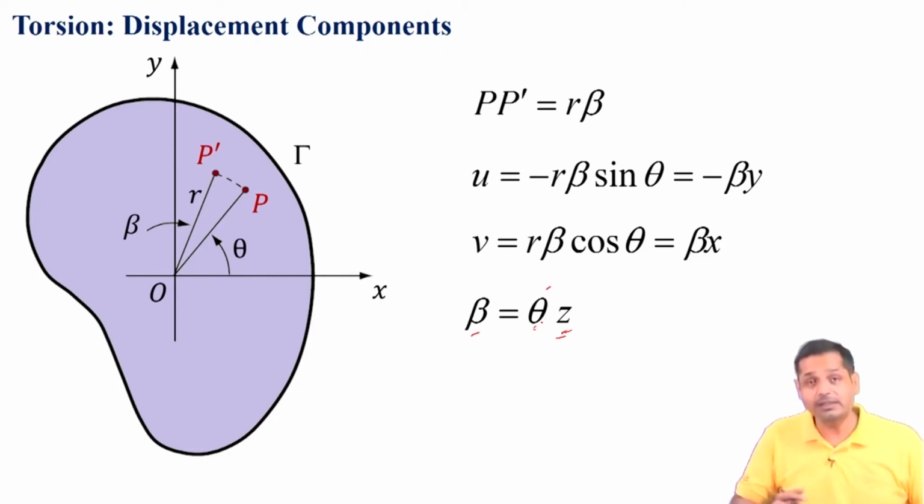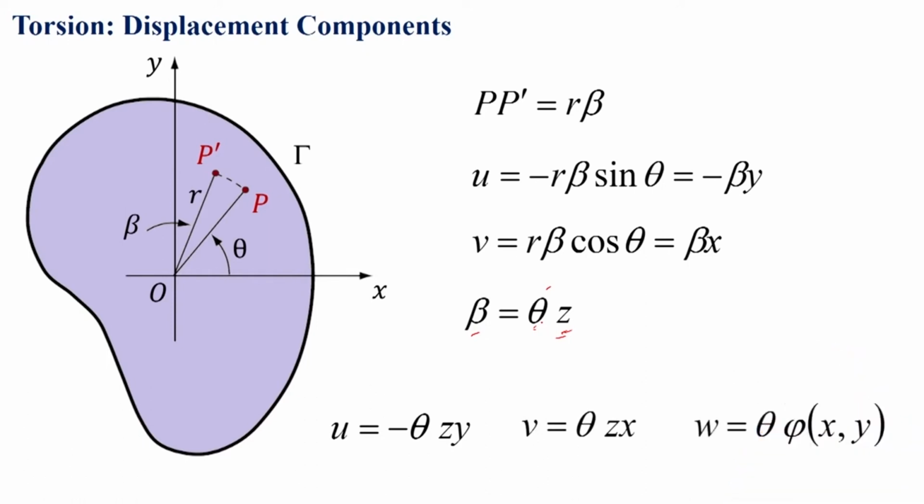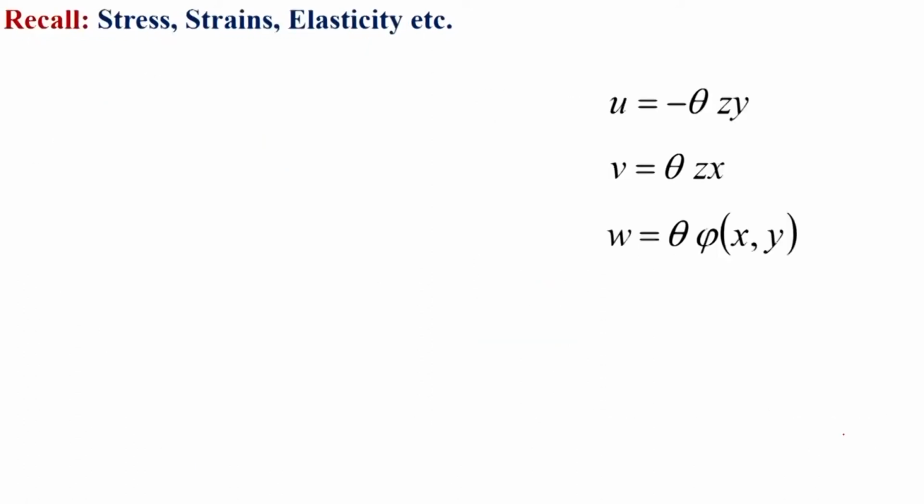Length means the position of the section on the z axis. So, now this gives us u is equal to this, v is equal to this, and suppose w is equal to this. Now, theta is the angle of twist per unit length, and phi we don't know, we have to determine phi. Phi is called the warping function. We will see how to determine phi.